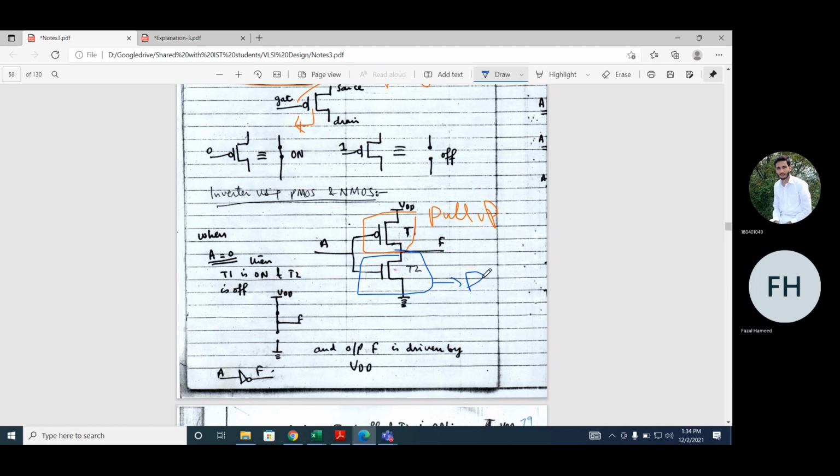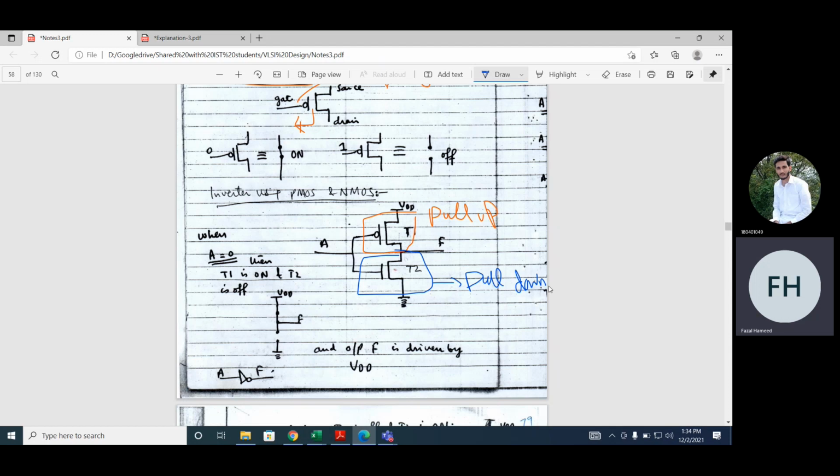Which transistor is used in the pull-up network? PMOS. So the transistor used in the pull-up network is PMOS, and the transistor used in the pull-down network is NMOS. Okay, why are we using PMOS in the pull-up network and NMOS in the pull-down network?